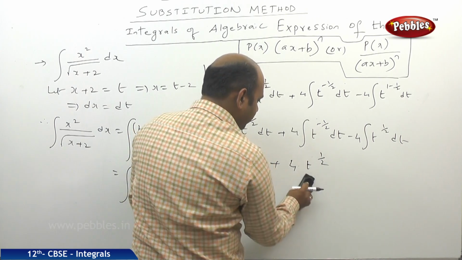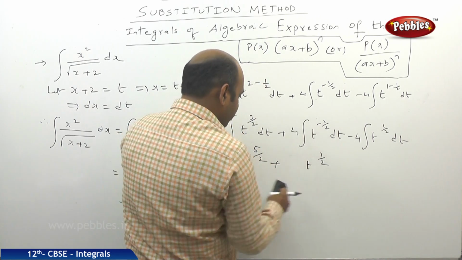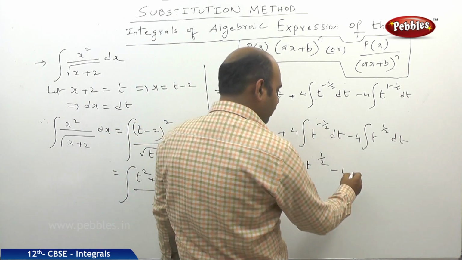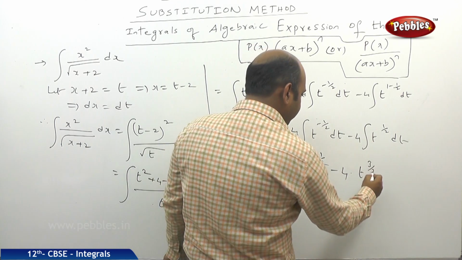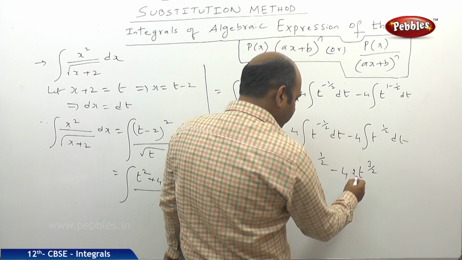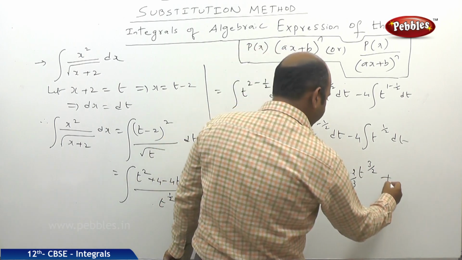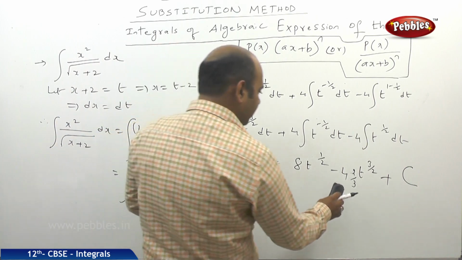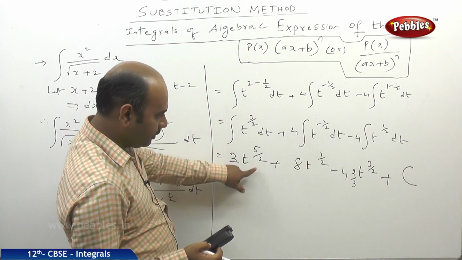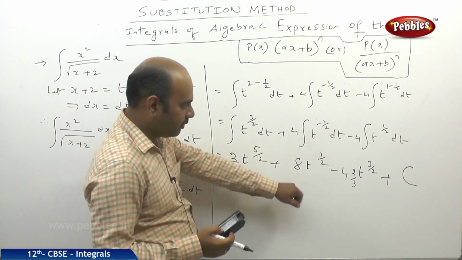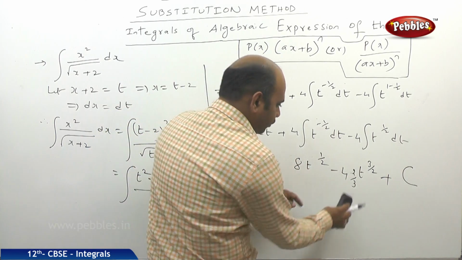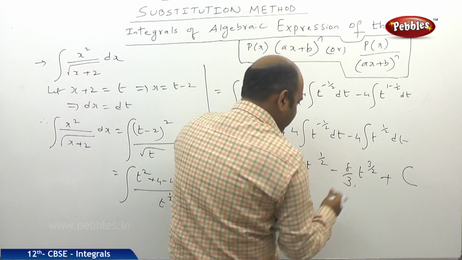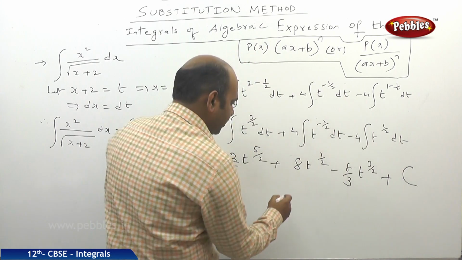When 1 by 2 goes upside, 2 becomes, so here we will be getting 8. Similarly minus 4 into t power 3 by 2 by 3 by 2, but going up it becomes 2 by 3, and here plus c. So finally our calculation will be like this: 2 by 5 t power 5 by 2 plus 8 into t power 1 by 2, minus 4 into 2 by 3 means it becomes 8 by 3 into t power 3 by 2 plus c.